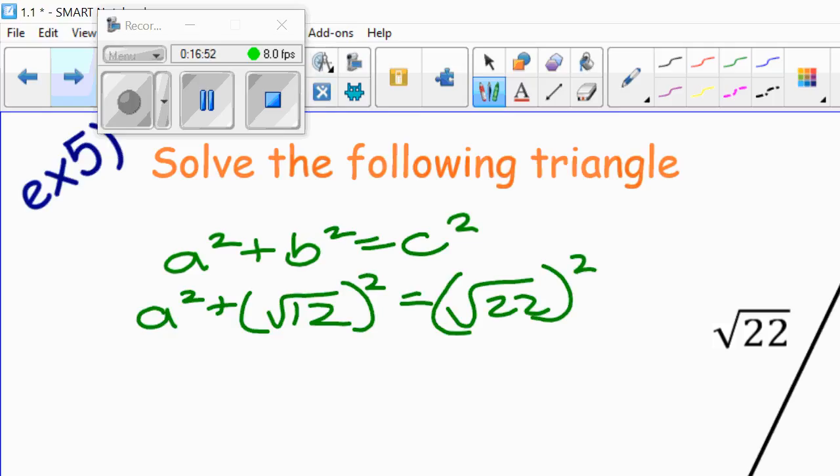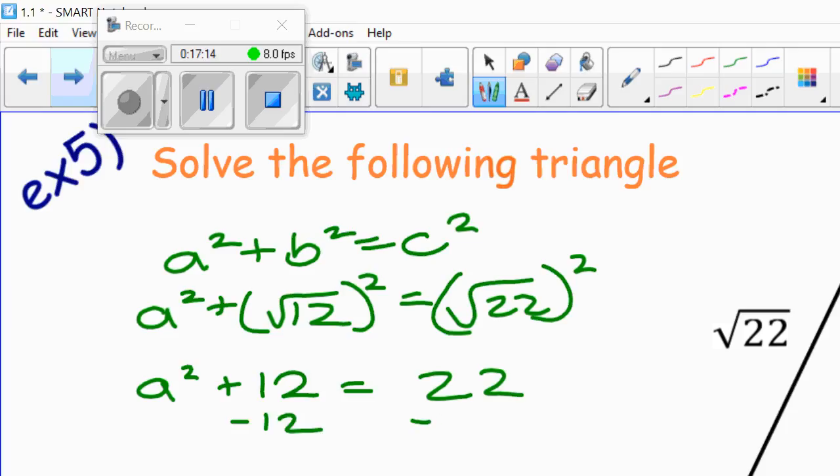Kind of weird how we have square roots in there. But it works out nice because what happens with the square and square root? They undo each other, right? They reduce. So I'm left with 12. Over here I'm left with 22. Squares and square roots are inverses. They undo each other. They go away. Cool. Now subtract 12. A squared equals 10. Square root both sides. A equals the square root of 10.